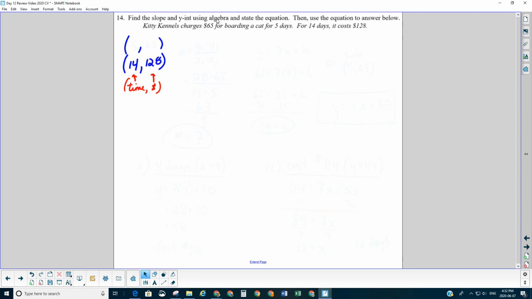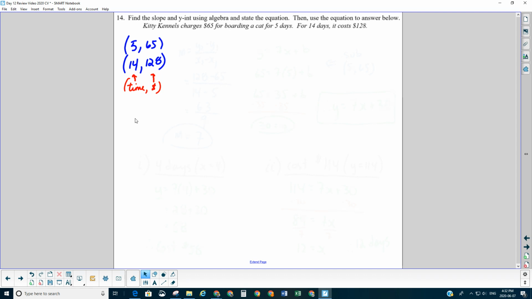The second one, the information is given to us backwards. It gives us the cost first and the number of days second. But that doesn't mean we write it differently. Our coordinates are always time first and money second. The independent first, which is 5 days, and the cost for those 5 days is 65, so it goes second. So make sure you're careful about writing these in the proper order.